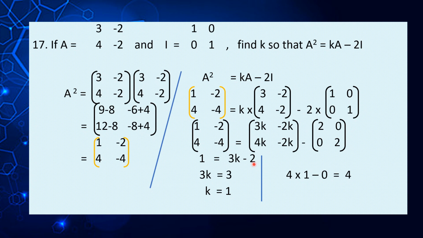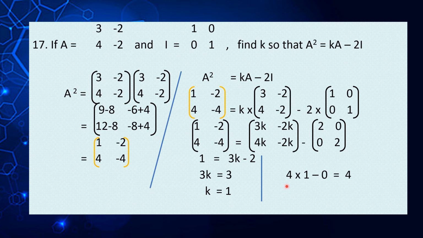take minus 2 to the other part of the equation. So that is 3k is equal to 2 plus 1, that would give us 3. So cancelling both 3 from both sides, we would get k is equal to 1. So we have found the value of k, that is equal to 1.